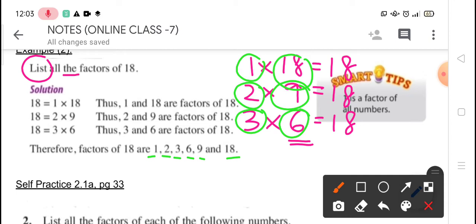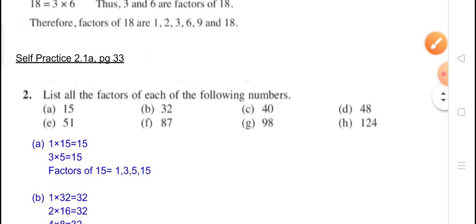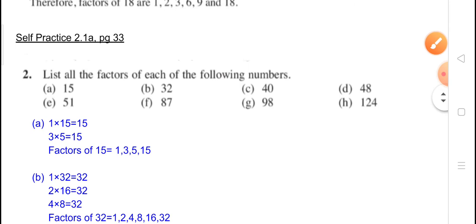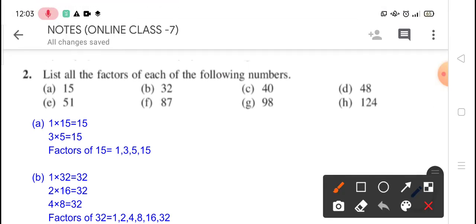Okay, so with this example, we proceed our discussion on self-practice 2.1a, also from your textbook, page 33. The keyword: list all the factors of the following numbers. So we start with question A, 15. As I told you just now, we always start from 1.